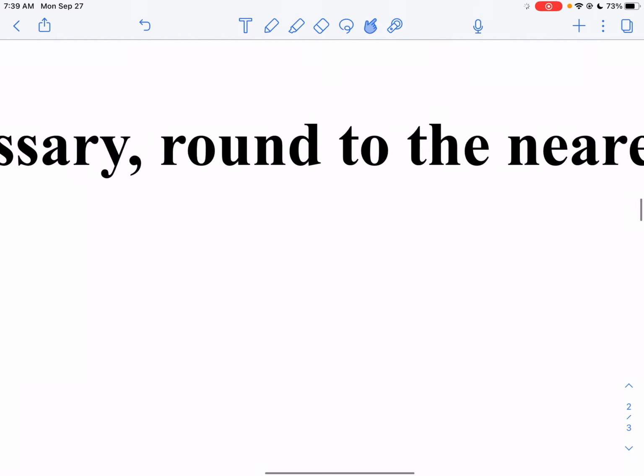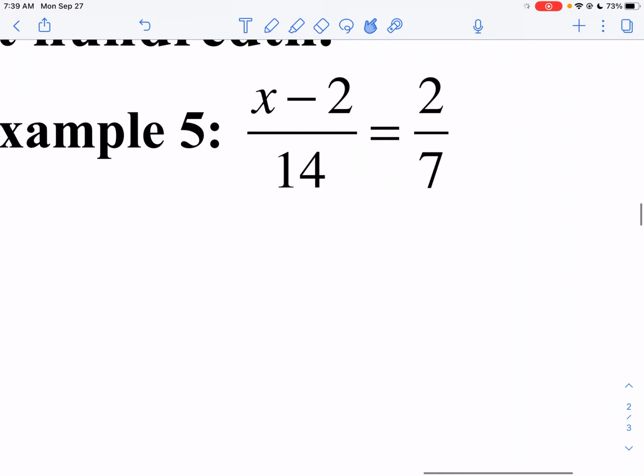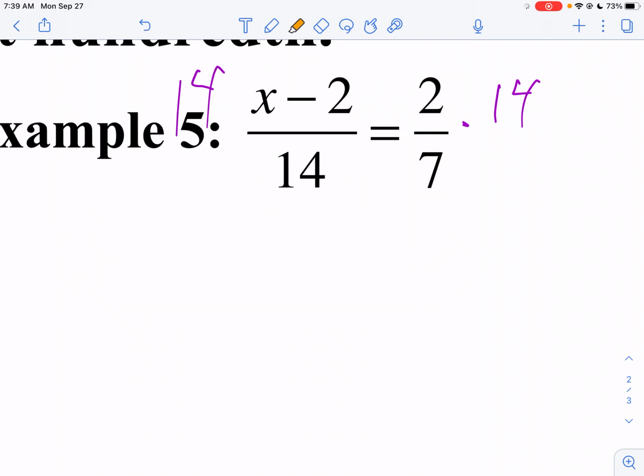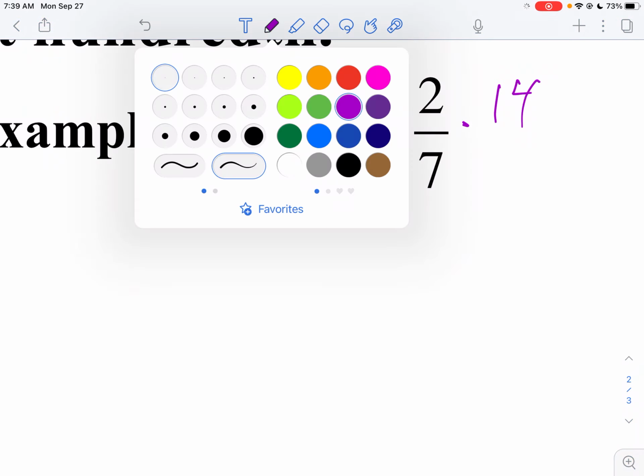Let's take a look at example 5. This one looks a bit more complicated, but we start off here. I want to get rid of the fraction bar first, so I multiply both sides by 14 because you want to get x by itself. So I multiply by 14. Notice on the left-hand side, my 14's reduce. So I'm left with x minus 2.